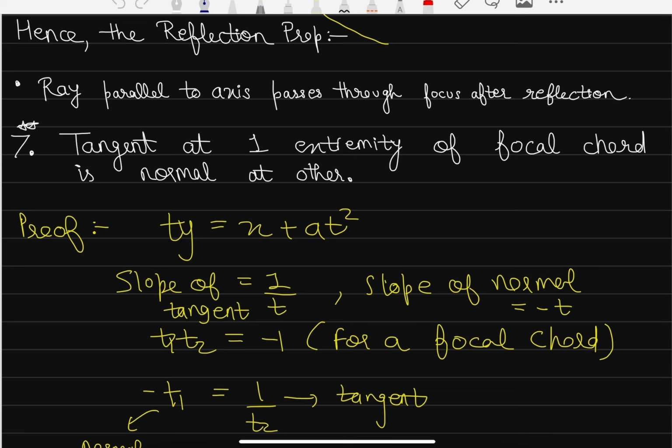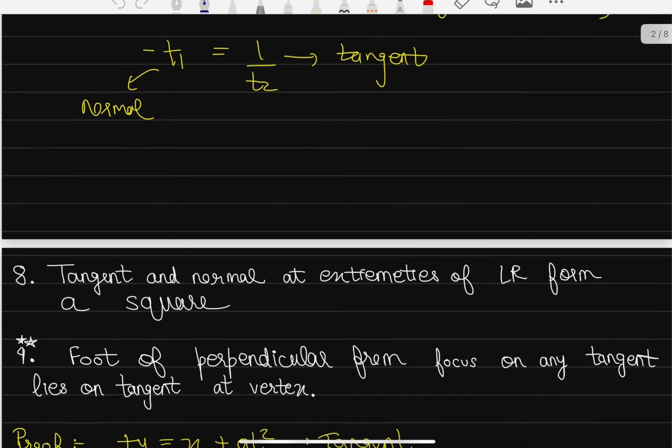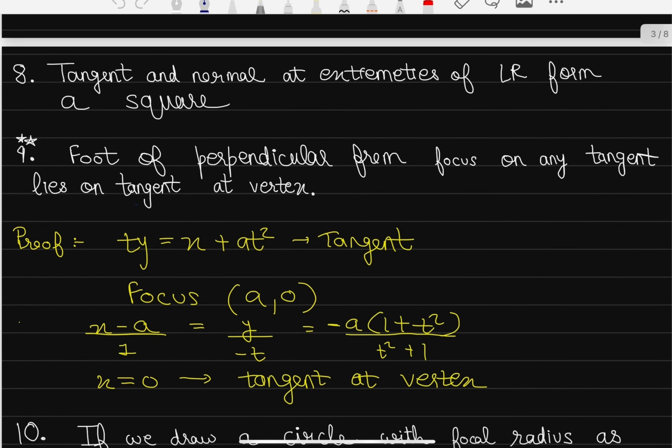Next property, tangent at one extremity of focal chord is normal at the other. This property is quite obvious, as t1 t2 equals -1, the slope of tangent is 1 upon t, and the slope of normal is -t, so both are equal. Next property, tangent and normal at extremities of LR form a square. This property is also quite easy to prove.